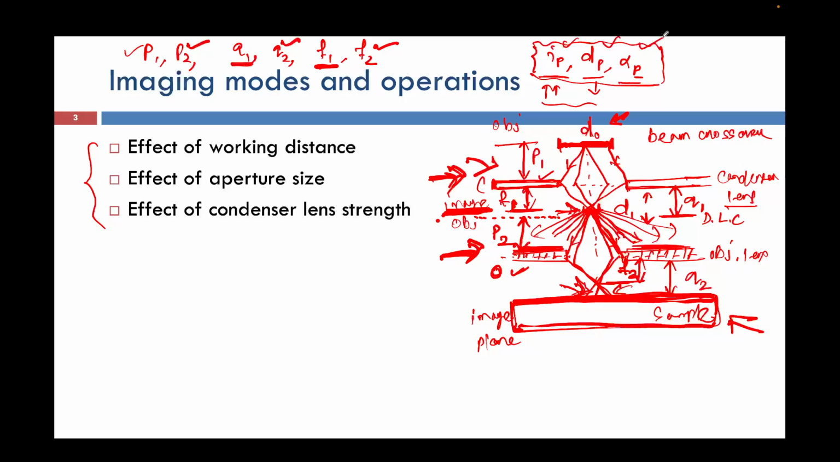F2 should be matching with Q2. Yes, in the ideal case, F2 should be matching with Q2. But since these lenses have aberrations, that is the reason F2 may or may not match with Q2.